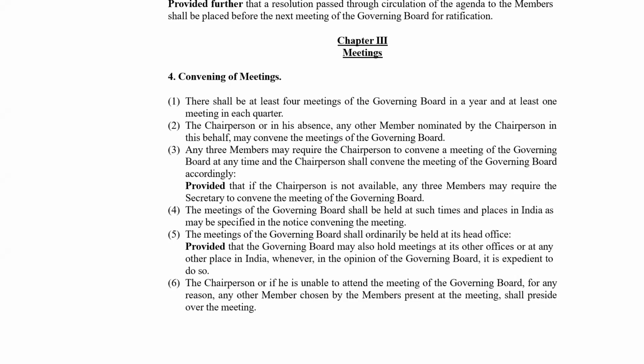At least 4 meetings of the governing board in a year and at least 1 meeting in each quarter. The chairperson or in his absence, any other member nominated by the chairperson in this behalf may convene the meetings of the governing board. Any 3 members may require the chairperson to convene a meeting of the governing board at any time, and the chairperson shall convene the meeting of the governing board accordingly. Provided that if chairperson is not available, any 3 members may require the secretary to convene the meeting of the governing board. And secretary is the employee.